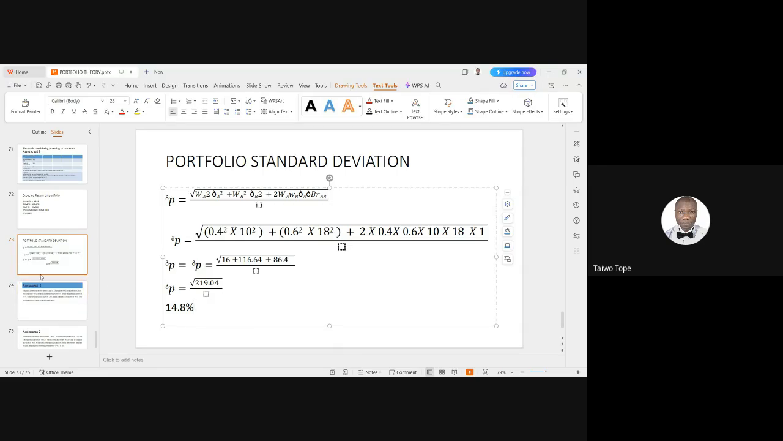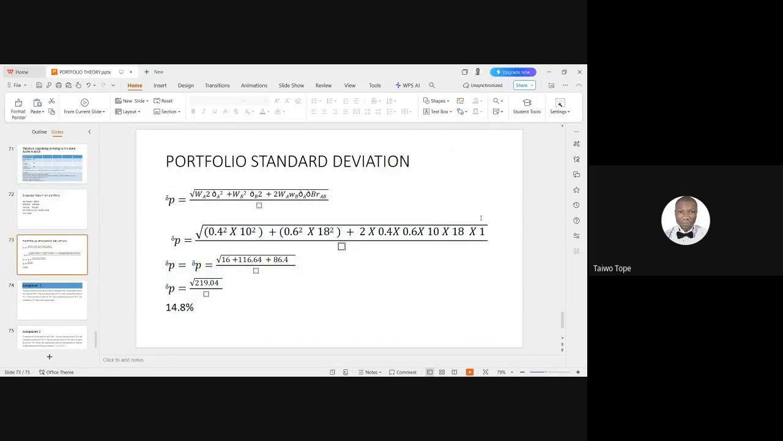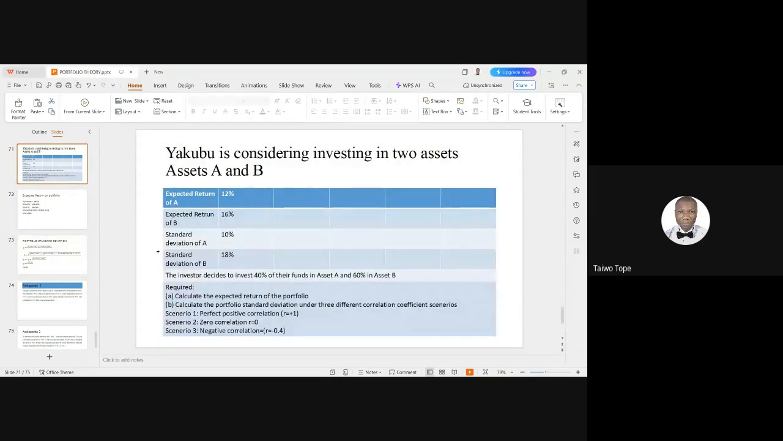So what are we going to do for the next scenario 2? It's just for you to replace RAB with 0, isn't it? Replace RAB with 0. Then you solve again. Instead of having 1 here, you have 0 here. So 0 multiplied by all this region, it's going to be 0. So you now solve and get for this part. Then when you solve, what will be your outcome? For scenario 3, it's just for you to replace RAB with what? Minus 0.4. Then you see what will be the outcome.